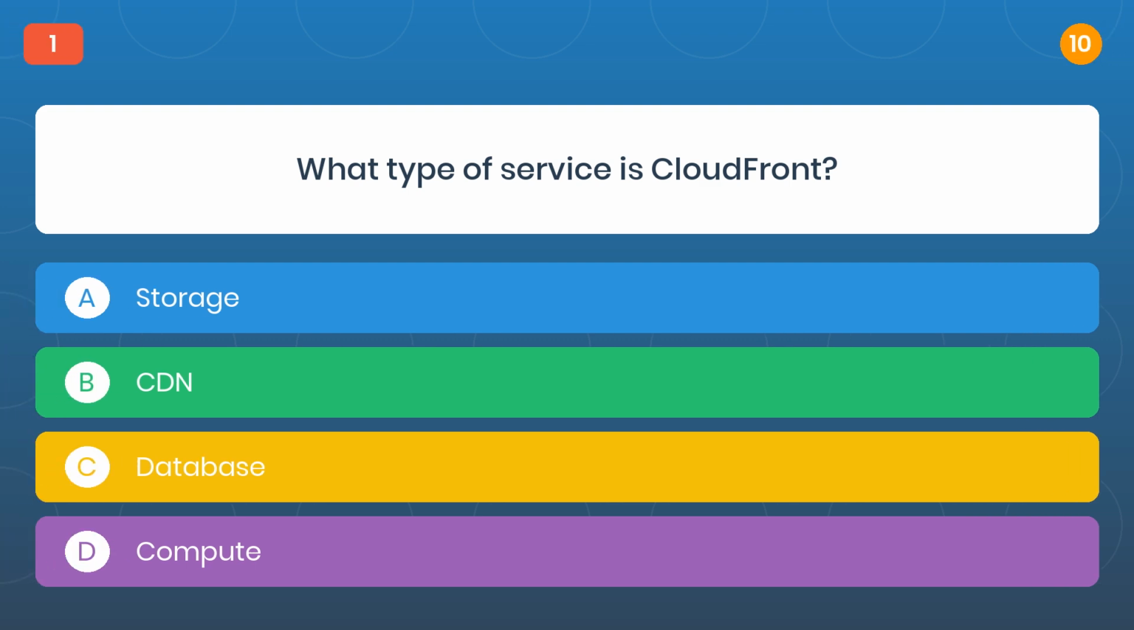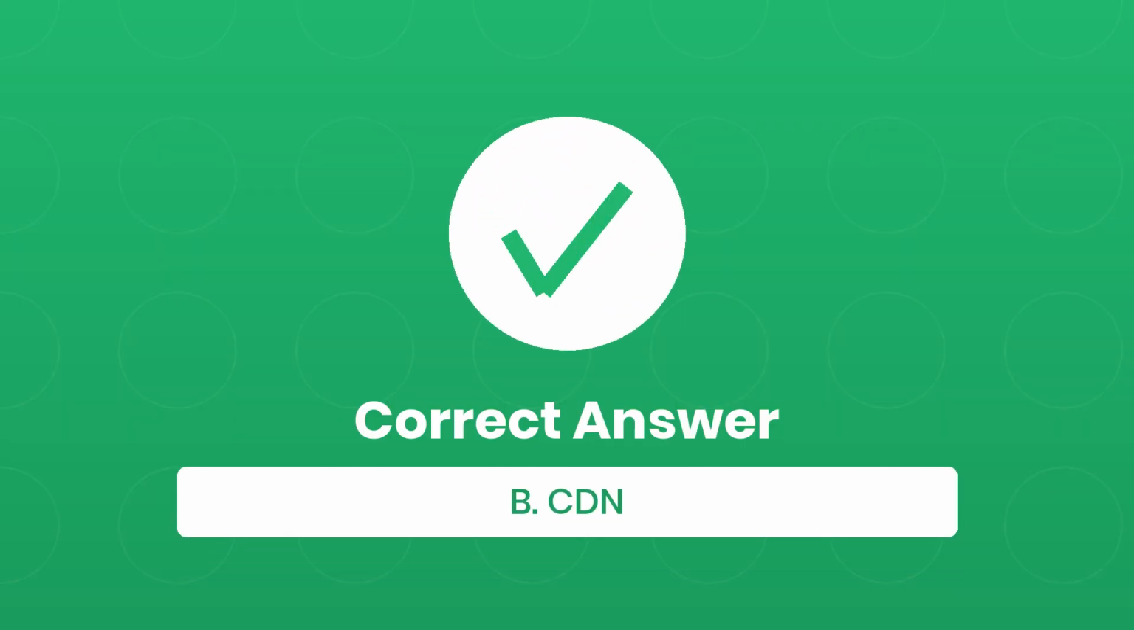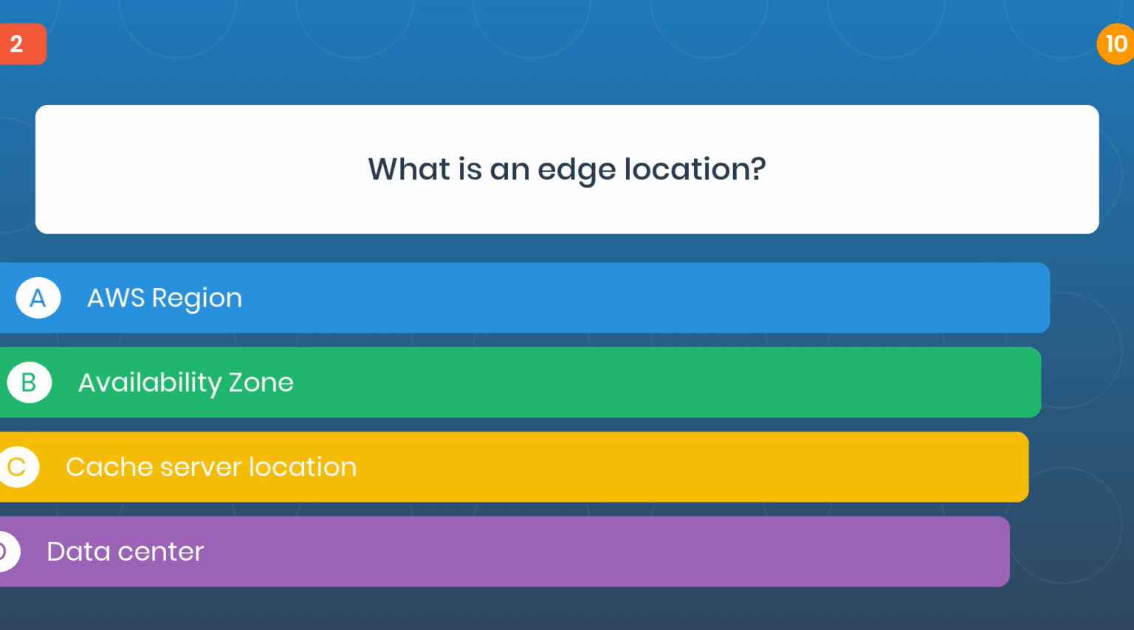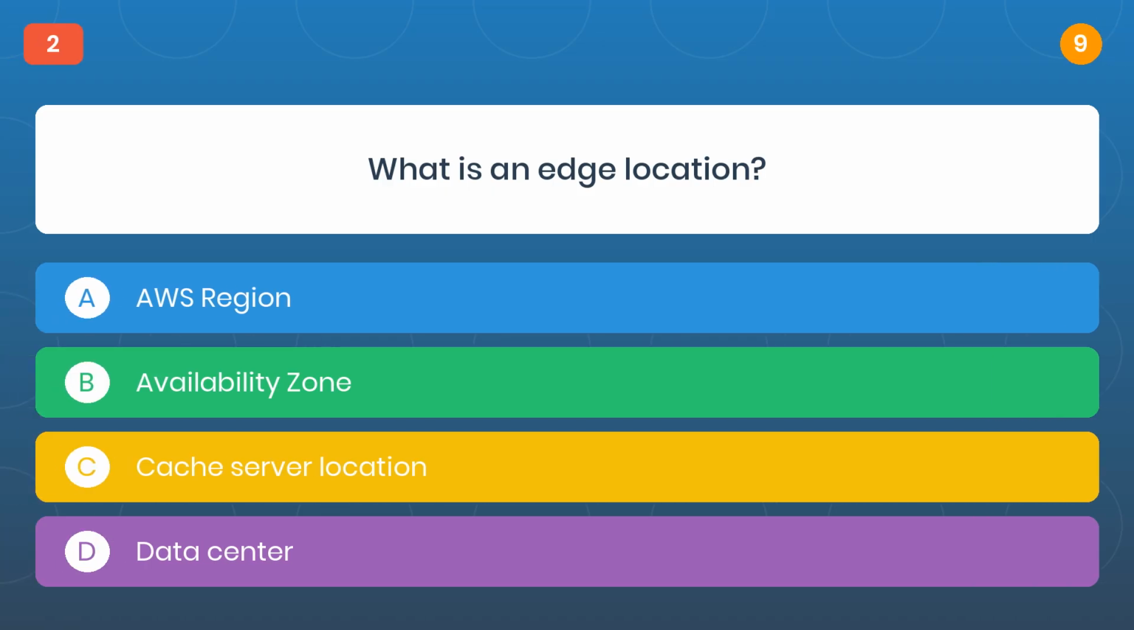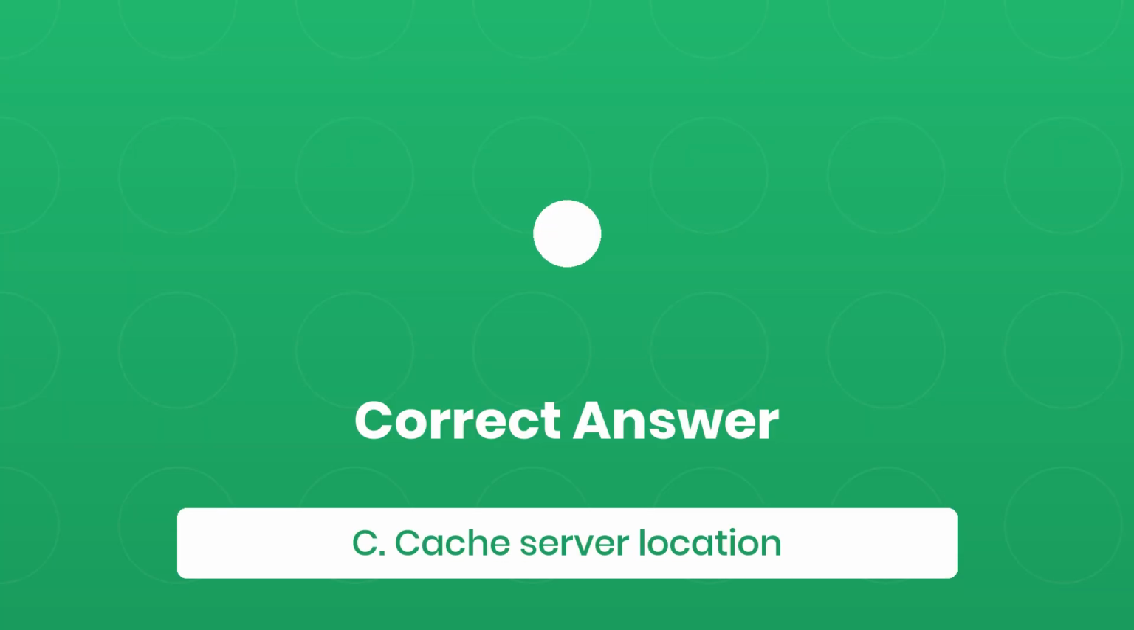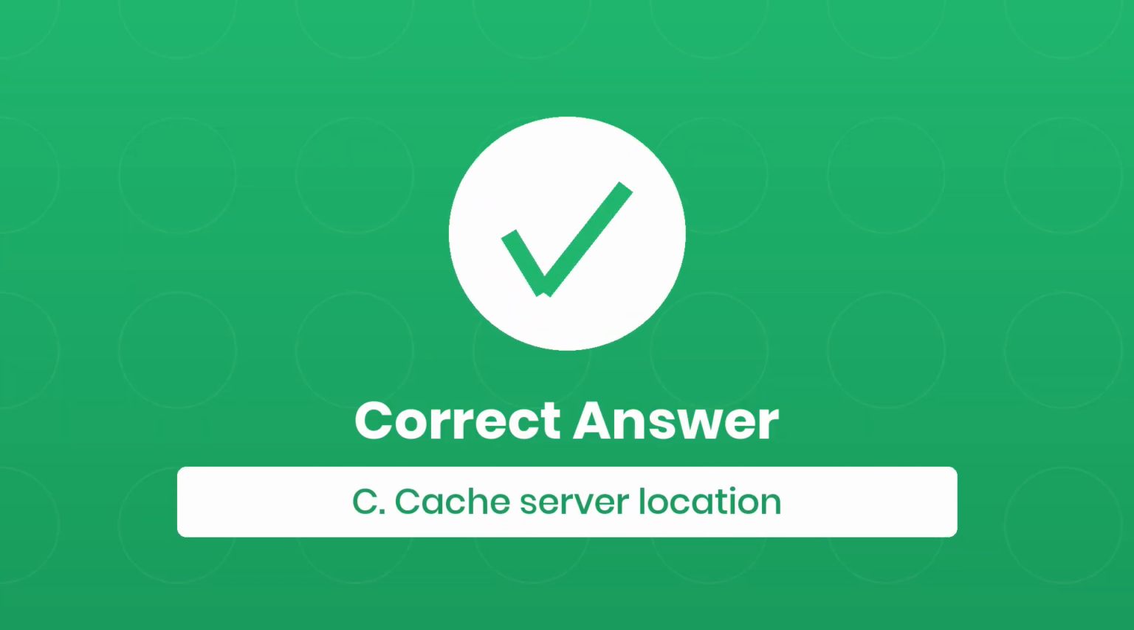Question 1. What type of service is CloudFront? The correct answer is B, CDN. Question 2. What is an edge location? The correct answer is C, cache server location.